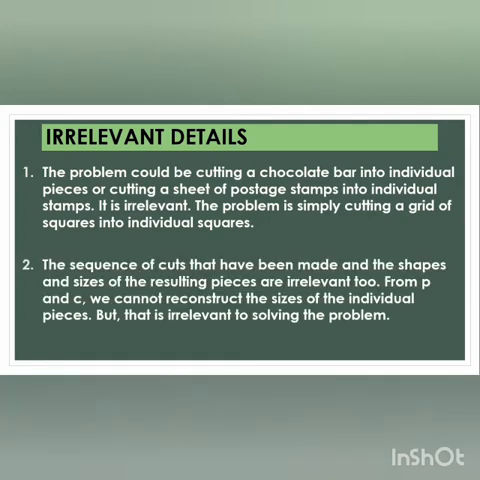The sequence of cuts that have been made and the shapes and sizes of the resulting pieces are irrelevant for us. Okay, so our essential thing is only the number of pieces and the number of cuts. So the sizes and shapes are irrelevant to this problem because we cannot reconstruct the sizes of the individual pieces, but that is irrelevant to solving the problem.